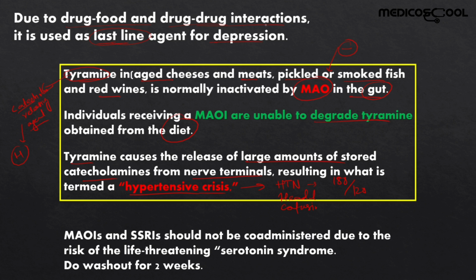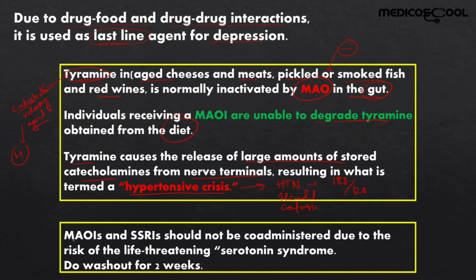And the second one is the drug-drug interaction. We cannot use monoamine oxidase inhibitors with SSRIs because they can lead to serotonin syndrome, where there is an increase in the concentration of serotonin. SSRIs also increase the concentration of serotonin, and the monoamine oxidase inhibitors also increase the concentration of serotonin. So if we co-administer both drugs, there will be a much greater increase in the concentration of serotonin, and it can lead to serotonin syndrome.